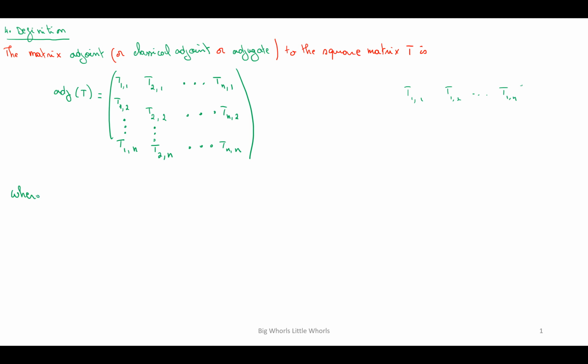Where the row i, column j entry, formed by the cofactors, is the Tji cofactor. Okay, and let's see a theorem here.